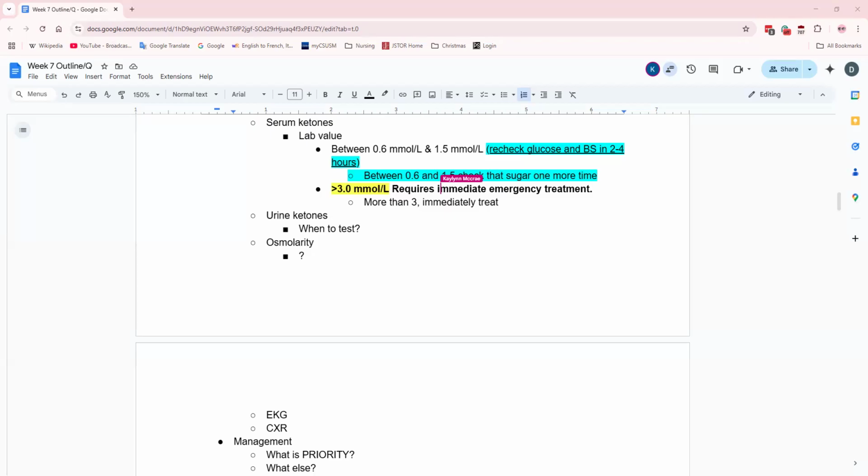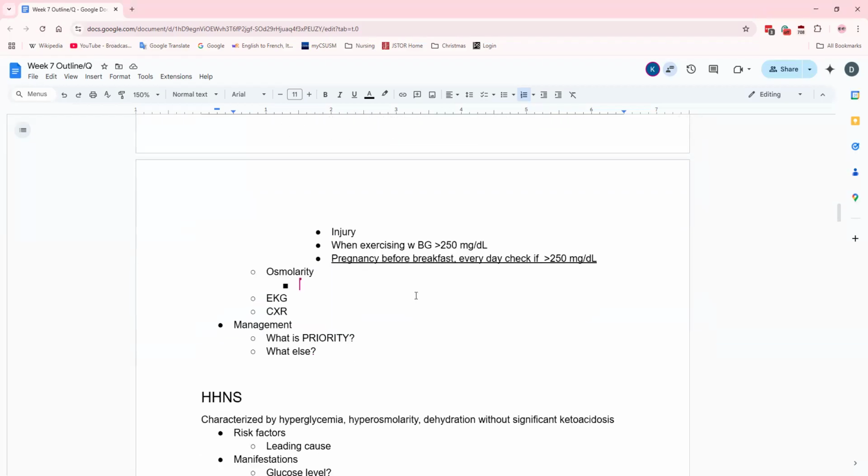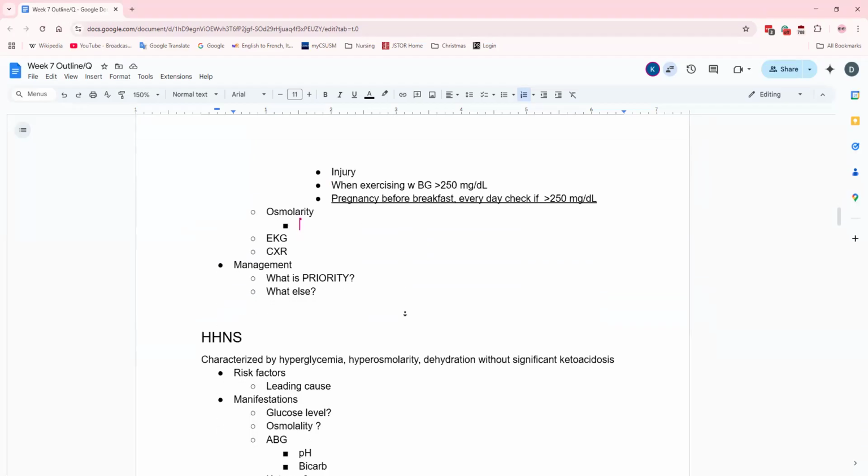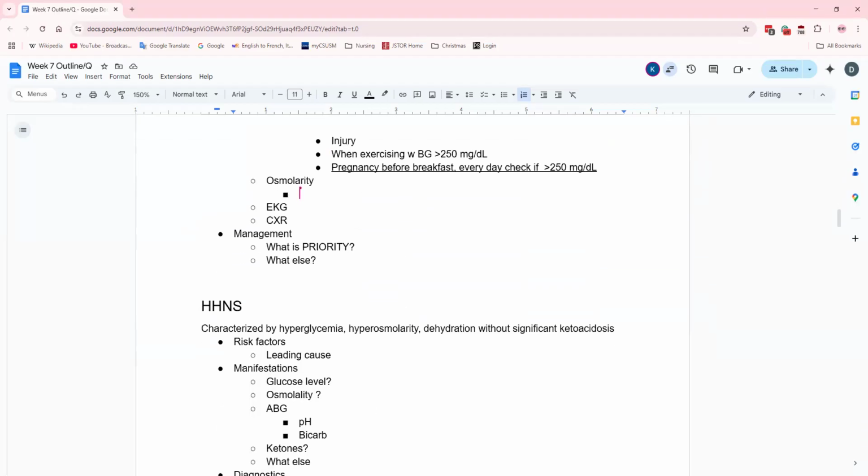Cool beans. Oh yeah, so when to test blood sugar: greater than 250 for 2 tests, illness, infection, injury, exercising if it's already high, and for pregnancy before breakfast and checking every day if it's again over 250. There's that number again. Moving on to osmolarity.